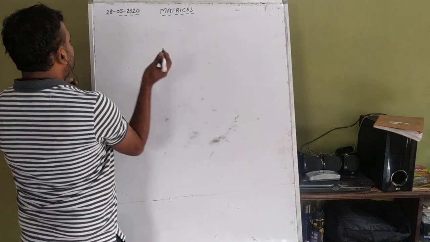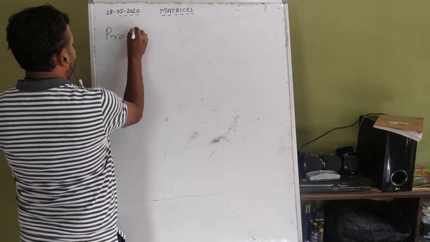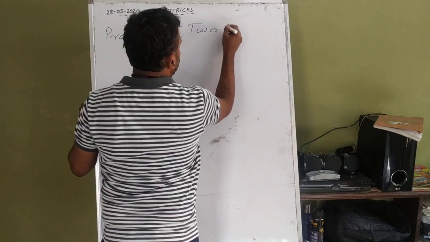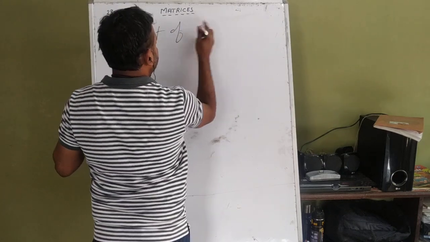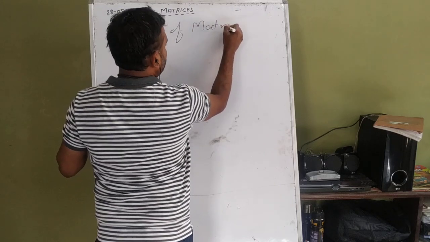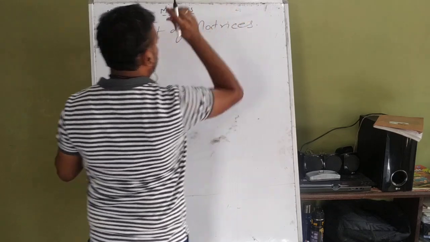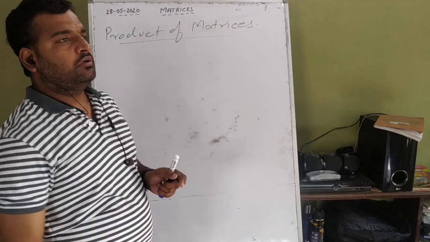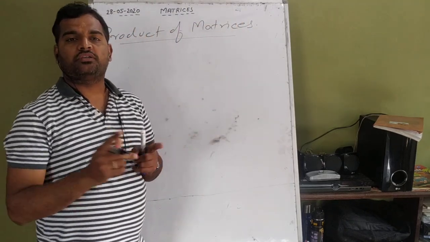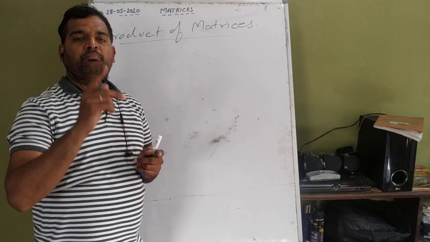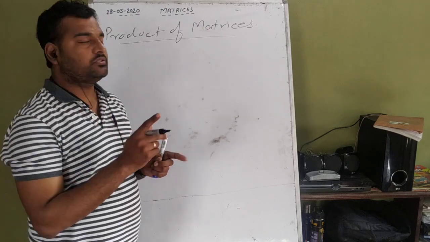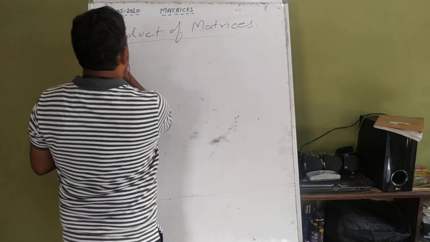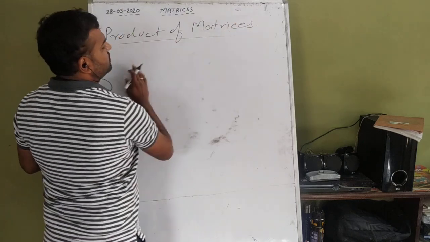Product of the two matrices. In the previous video we have discussed addition of the two matrices, subtraction of the two matrices, and multiplication of a matrix by a scalar quantity. Now the last point, the product of the matrices.